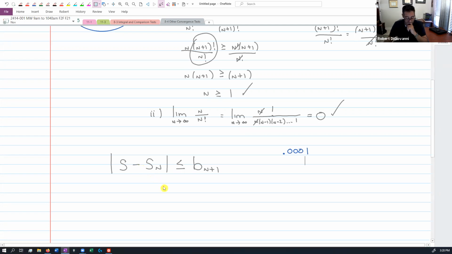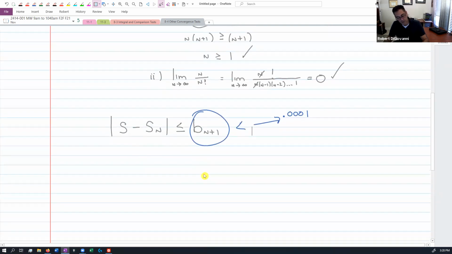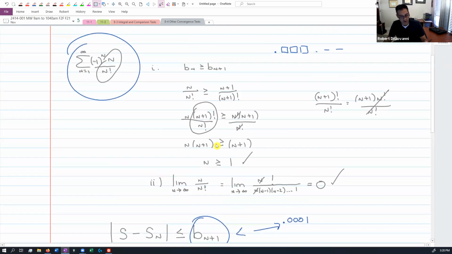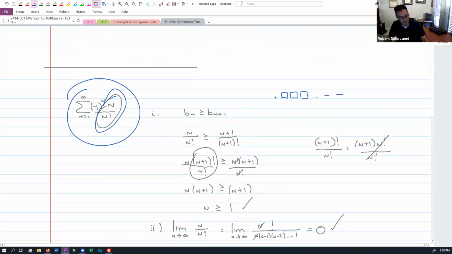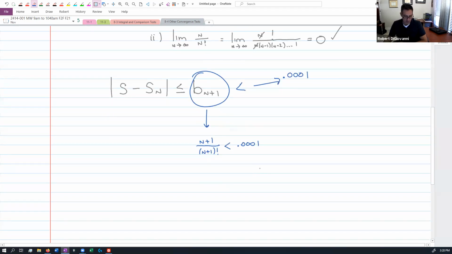So what we do now is we say, all right, I need to figure out when this, if I can make that less than that, then I know that the difference between these is less than that. So what is b sub n plus 1? Well, b sub n plus 1 is our original formula for b sub n with n plus 1 plugged in. So we plug in n plus 1 on top, we plug in n plus 1 on the bottom, right? And we want that to be less than 0.0001.